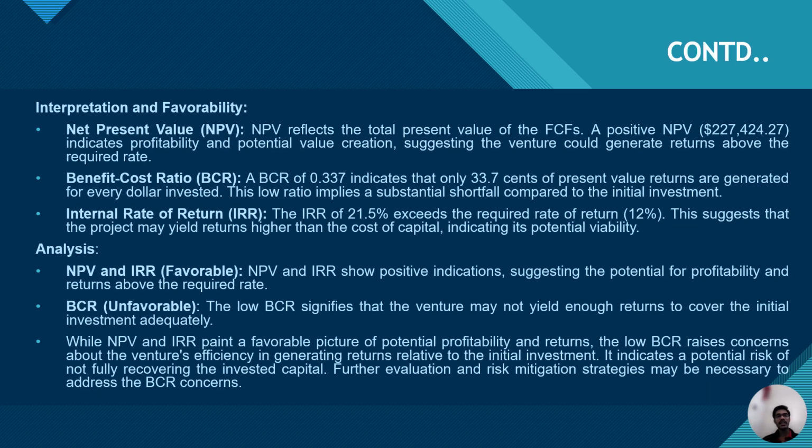Similarly, the BCR, the benefit cost ratio, indicates that only 33.7% of present value returns are generated for every dollar of investment. This low ratio implies a substantial shortfall compared to the initial investment. But coming to the internal rate of return, it exceeds the required rate of return: the IRR is 21.5% and the required rate of return is 12%. This suggests that the project may yield higher returns than the cost of capital, indicating its potential viability.